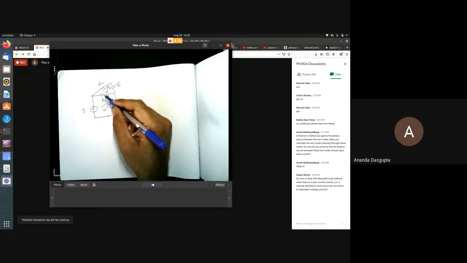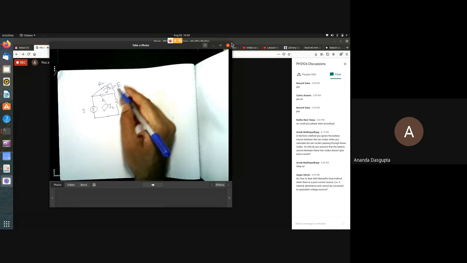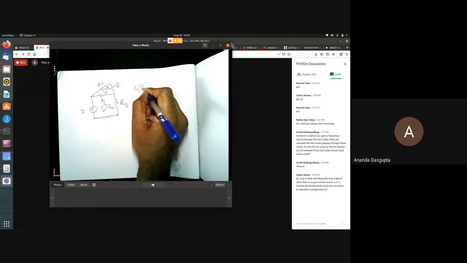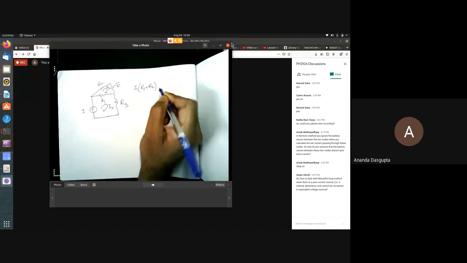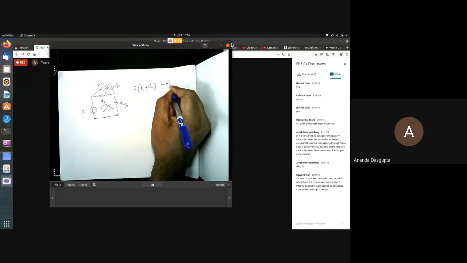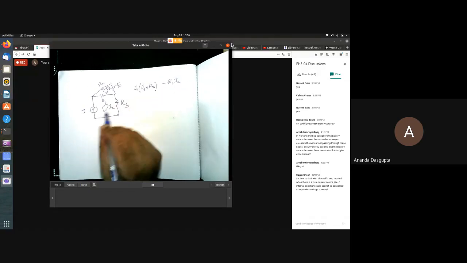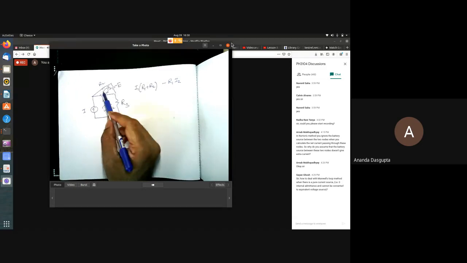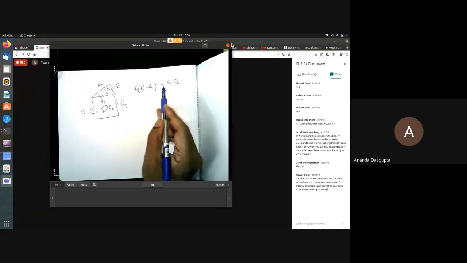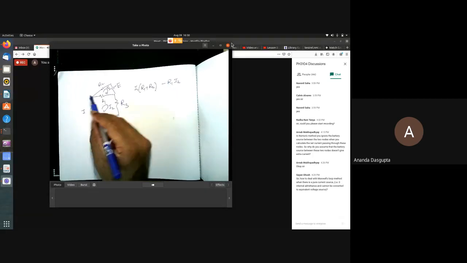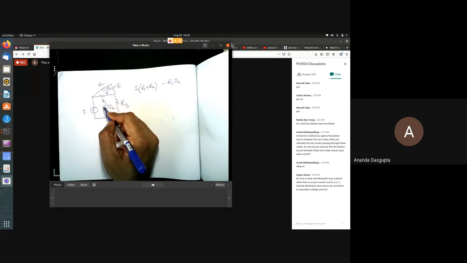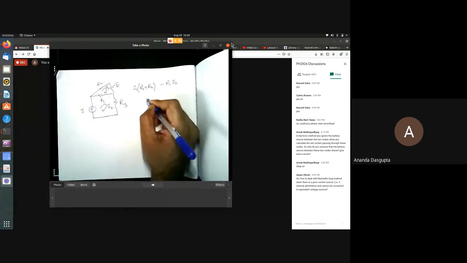So I can immediately write down the loop equation for the first loop, which will be I1 into R1 plus R2 minus R1 I2, right? That's the way in which you write down loop equations. You multiply the net resistance in the loop by the current of the loop minus IR terms for the adjoining currents. And that has to be equal to the net voltage rise.